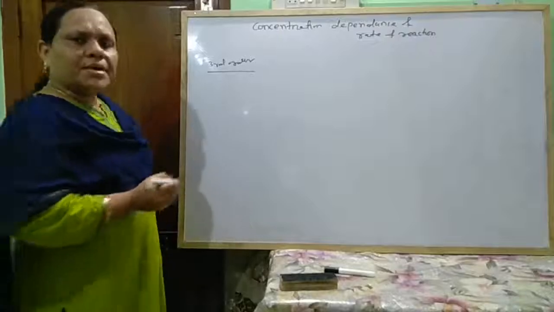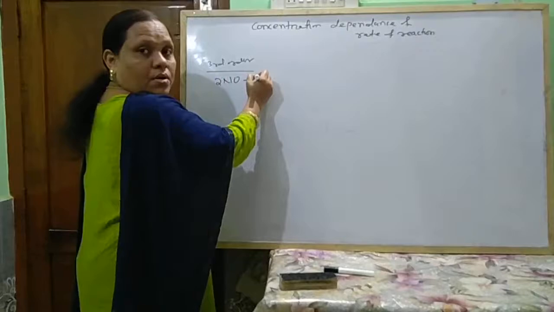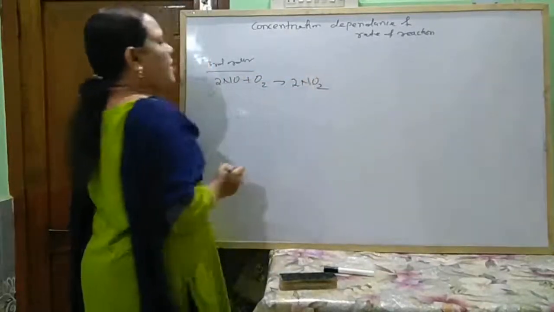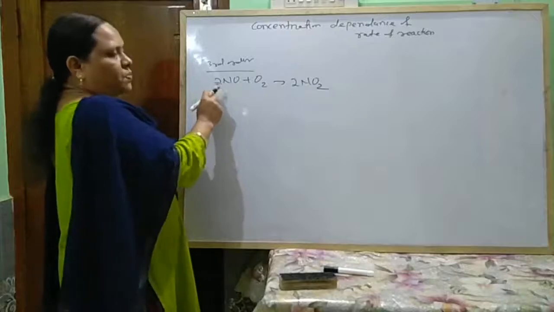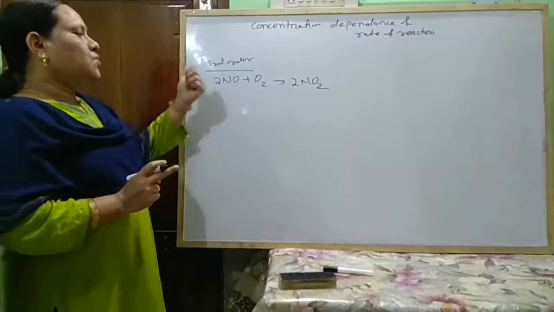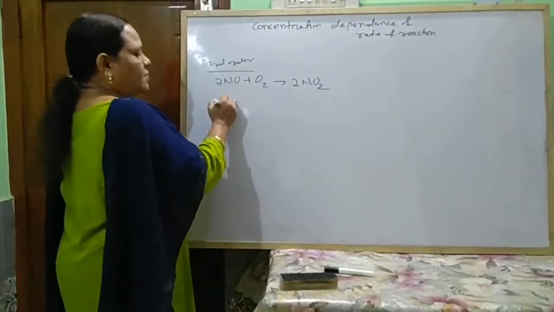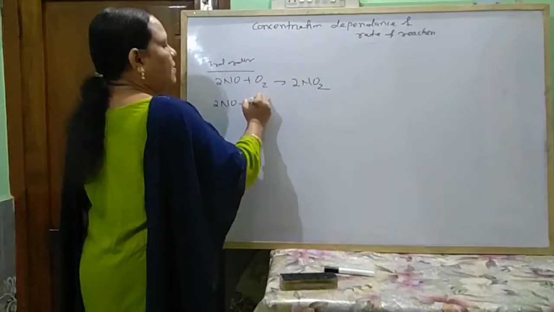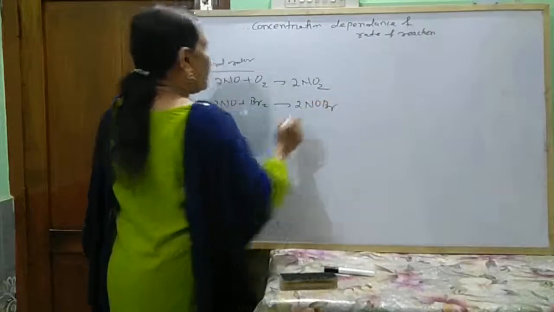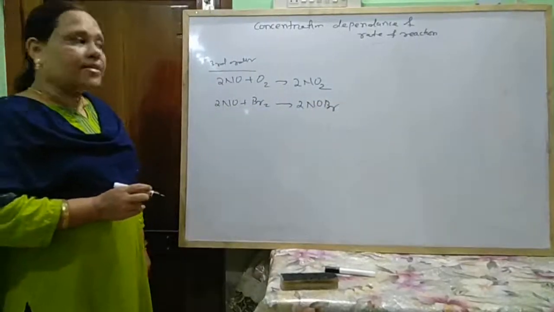What is the example of third order reaction? 2NO plus O2 give rise to 2NO2. Here rate is proportional to NO to the power 2, O2 to the power 1. In this way 2 plus 1 is equal to 3. Similarly, another example, 2NO plus Br2 give rise to 2NOBr. This is also an example of third order reaction.